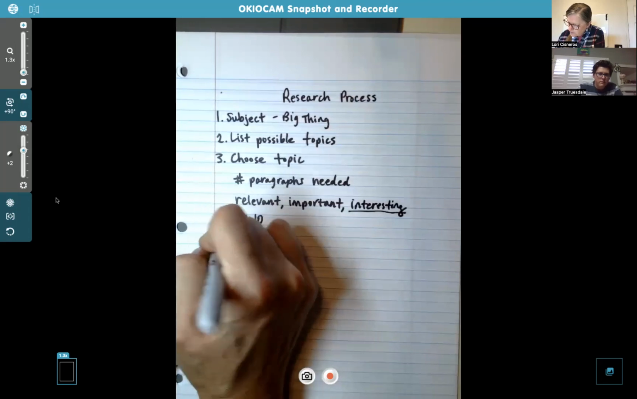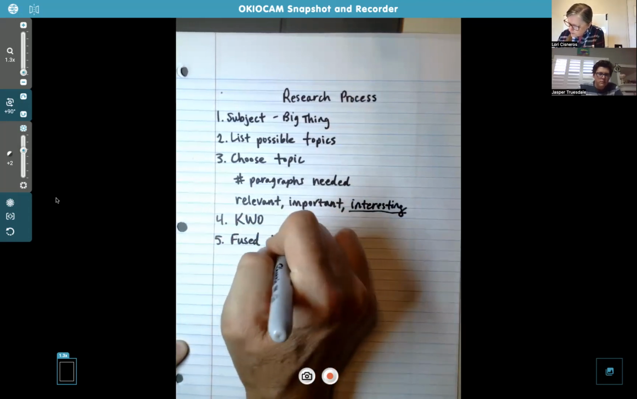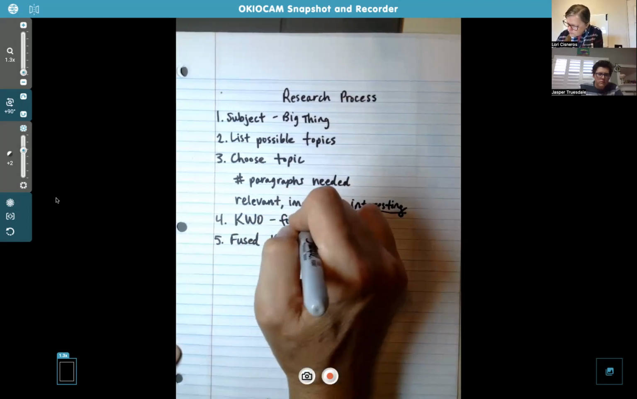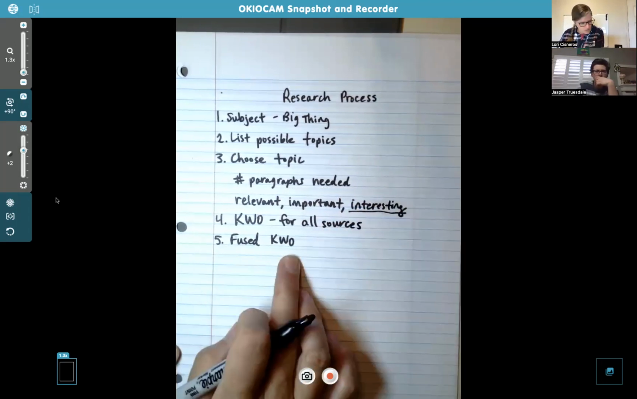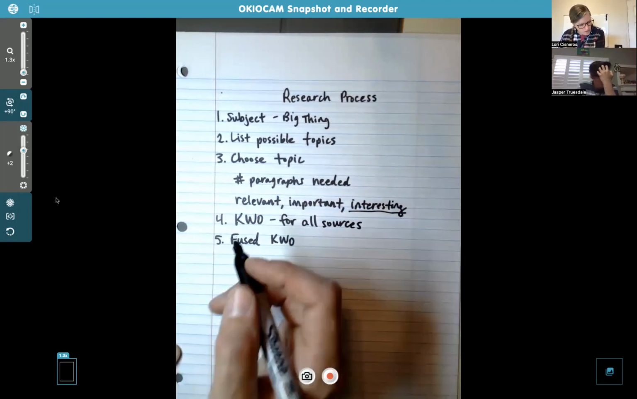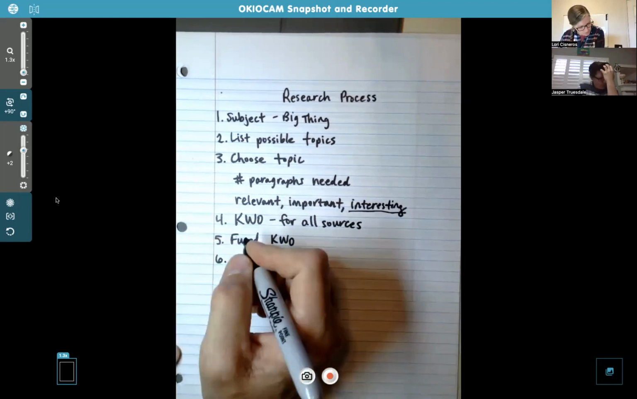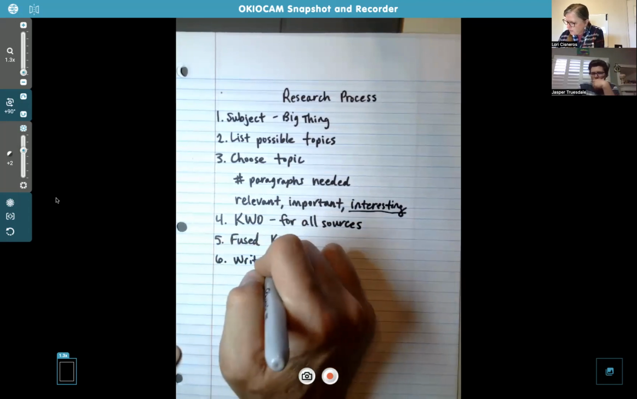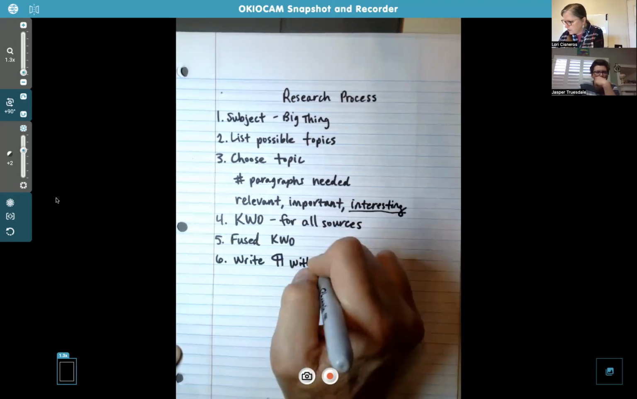So 5 is the fused KWO. And this is for all sources. This one's the fused KWO that you're going to use. And then from there, that's where you write paragraphs with the checklist.